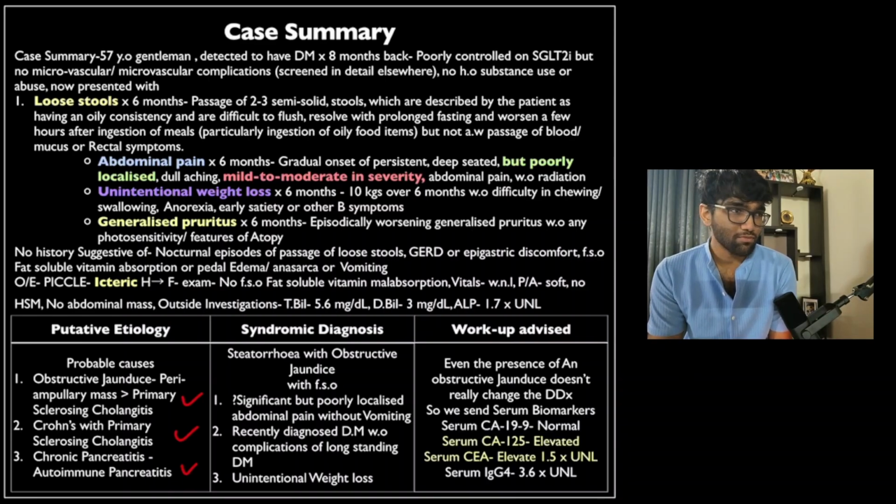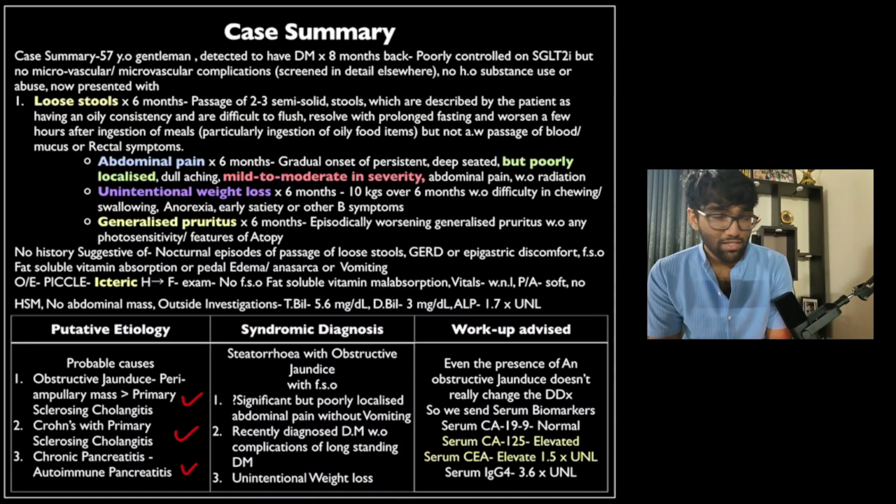CA 19-9 is normal. So okay, there's no extrahepatic biliary apparatus mass. The CA 125 is elevated. This is a male patient. That's a little odd. Serum carcinoembryonic antigen is elevated, around 1.5 times upper normal limit. Now, why was CA 125 done? Primarily because peritoneal pathologies can also have elevation in CA 125. It's not only specific for ovarian malignancies. So in males also it can be assessed, and as you can see in this particular case, it is elevated.